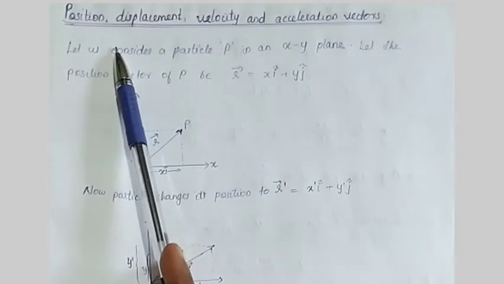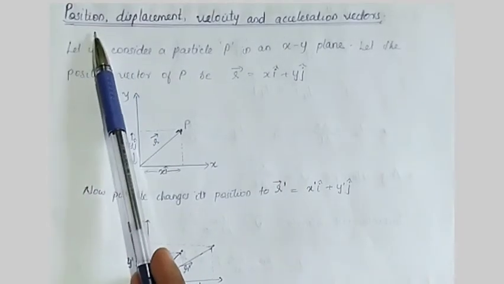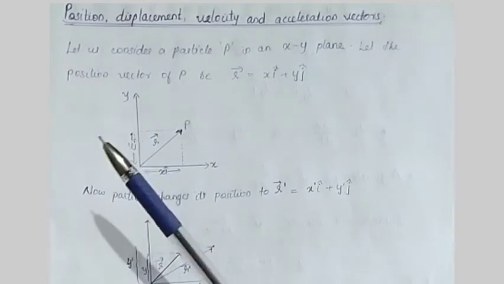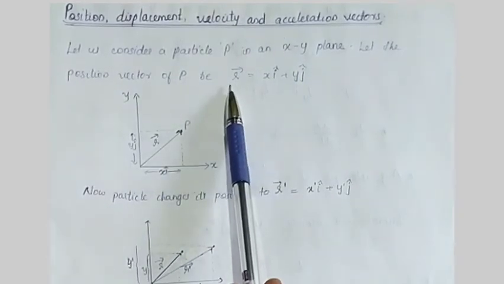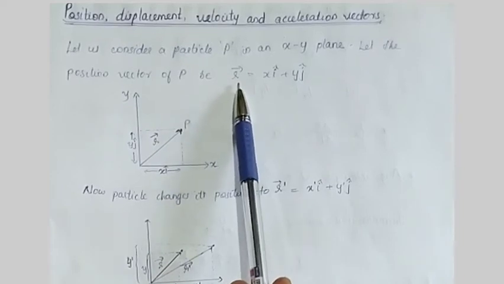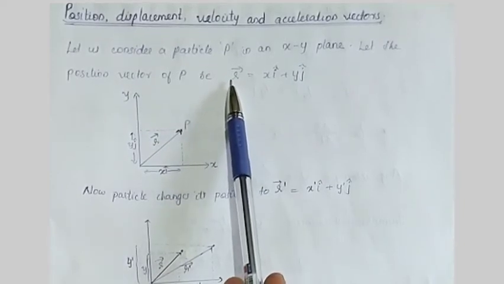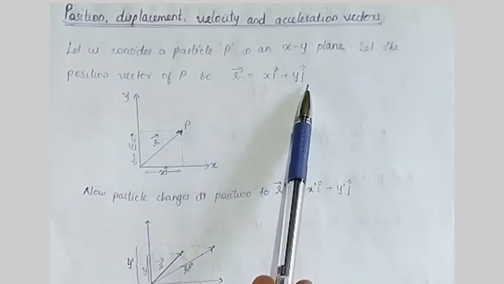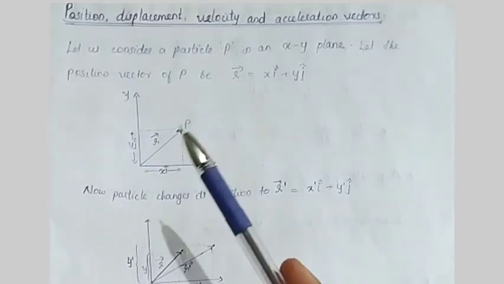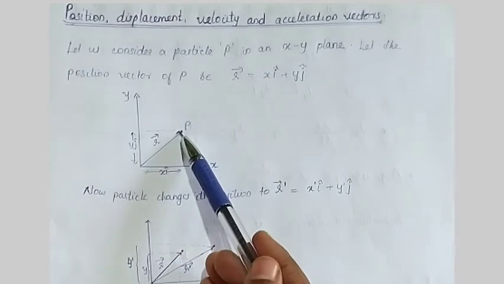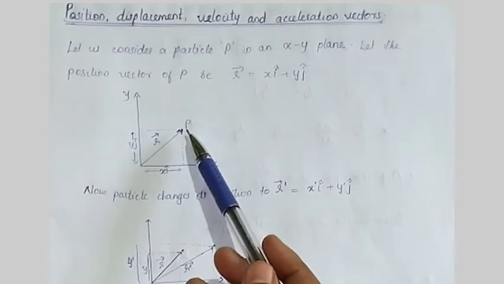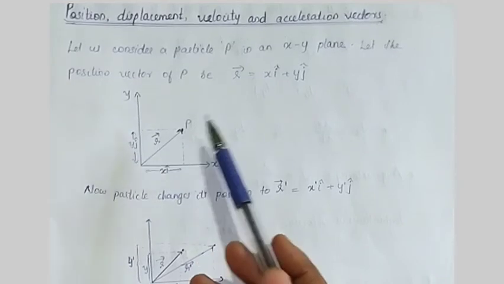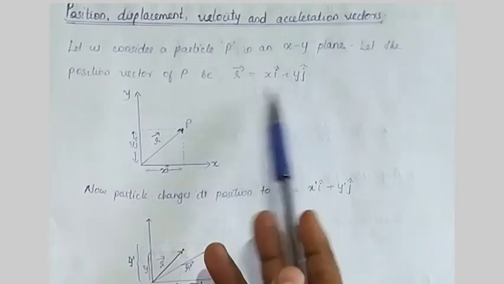Now we are going to see the vector forms of position, displacement, velocity and acceleration. So as we told, position can be in general represented as a vector given by vector r is equal to x i cap plus y j cap. Suppose we are having a particle P which is at a position represented by the position vector r given by x i cap plus y j cap.